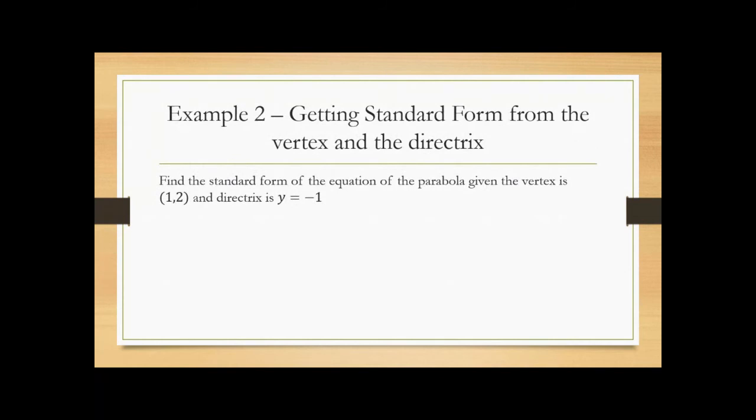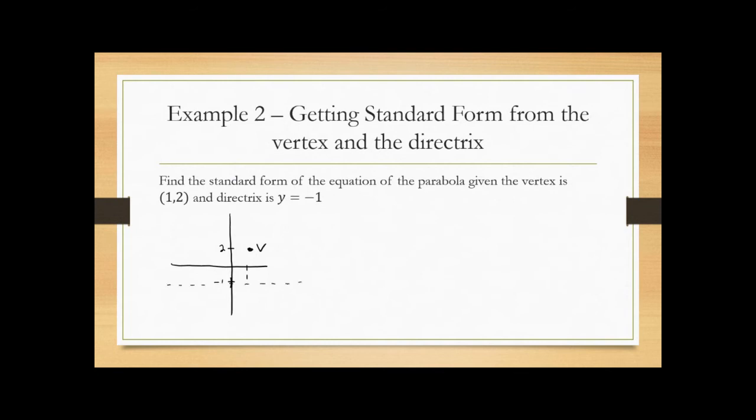Example 2 here. We're going to find the standard form of the equation of the parabola given that the vertex is (1, 2). And in this case, we have the directrix, which is y = -1. So I'm going to again draw a picture. So I can draw my vertex. I'm going to label that V. And then I'm going to draw my directrix. So that is at -1. And it's y equals, so that is a horizontal line.